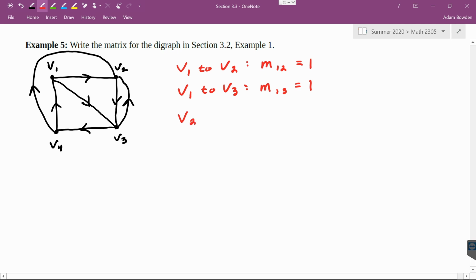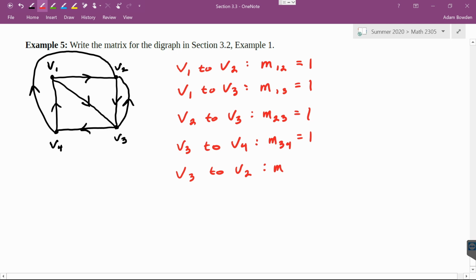We have an edge from V2 to V3, which means M23 would equal 1. We have an edge from V3 to V4. That would be M34 is equal to 1. We have an edge from V3 to V2, and that's going to be the entry in the matrix of M32, and that's equal to 1 for the one edge. We have an edge from V4 to V1, so M41 is equal to 1. And finally, we have an edge from V4 to V2, and so M42 is equal to 1.